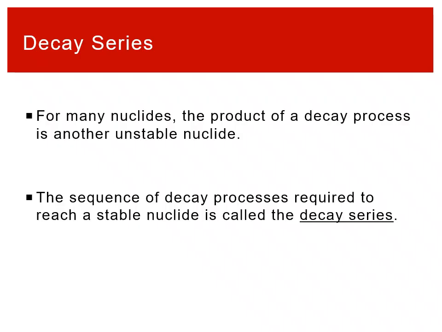This could be 3, 4, 5 to 10, 12 sequential steps that a nucleus will undergo until it hits something stable, right? And each one may take years, a couple years, thousands of years. This overall can take hundreds or thousands, millions, billions of years to go through all of these decay steps, just because there's so many of them.